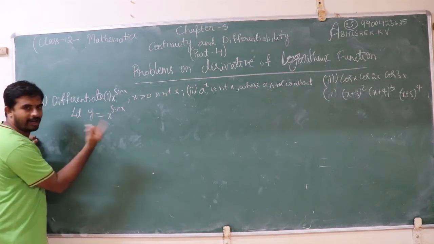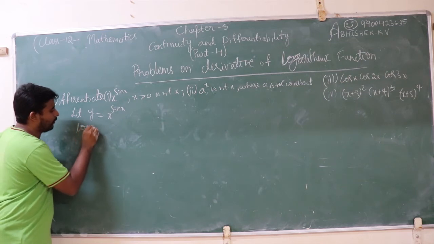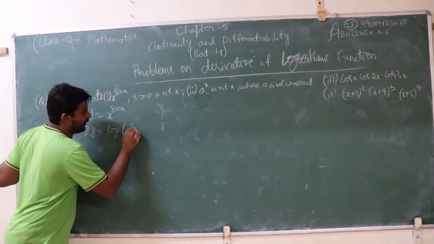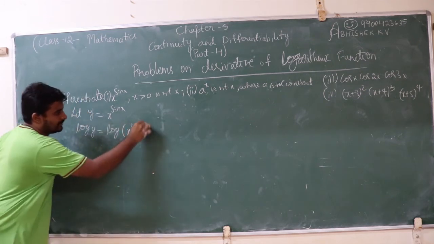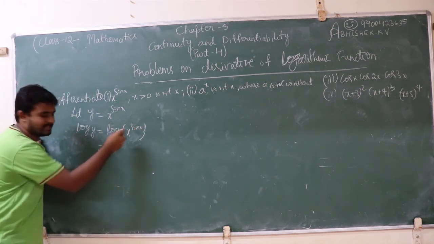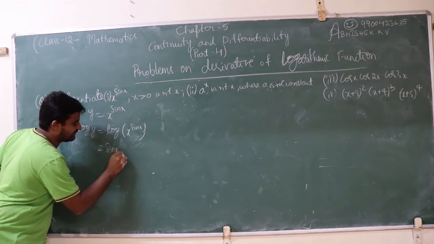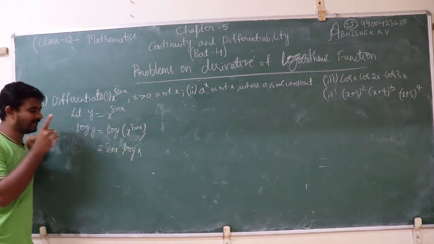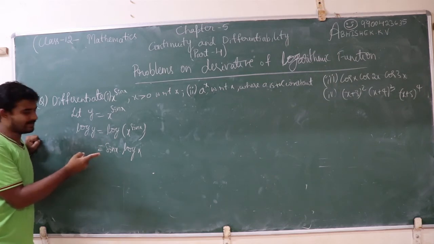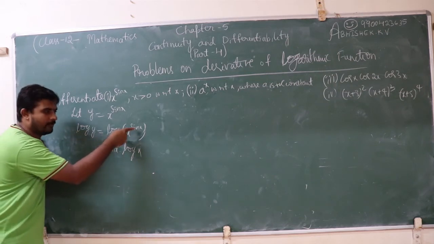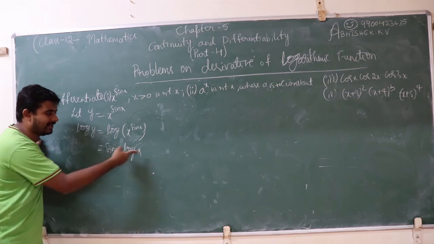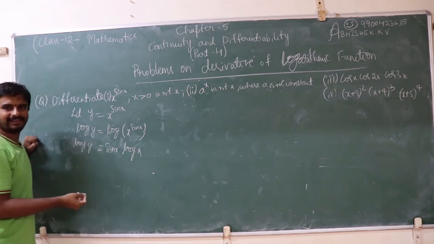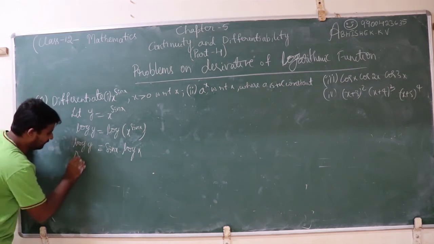So we should not consider this as the form x to the power of n. We should take log on both sides. Then log y is equal to log of x to the power of sin x. By the property, log x to the power of n can be written as n into log x, so this becomes sin x into log x. Now we can easily apply the derivative.